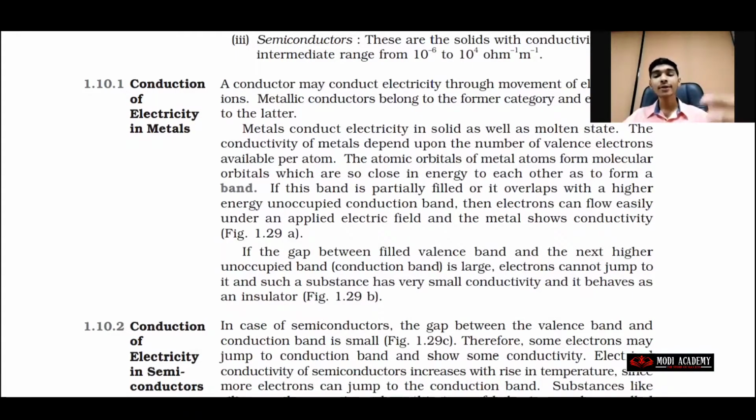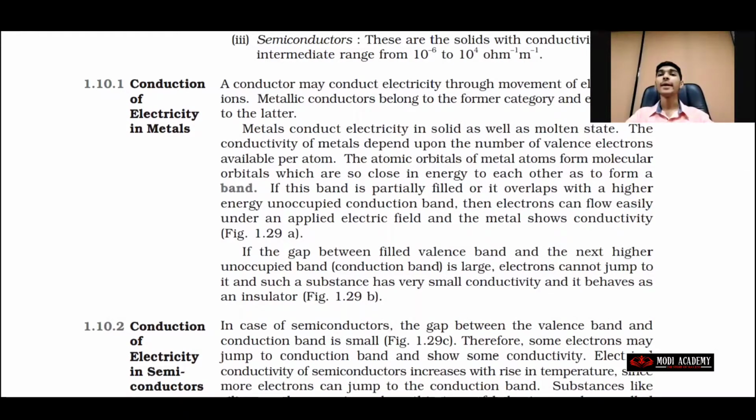So electron का movement होगा तभी तो electric current generate होगा, because we know that the formula for current is total amount of charge per unit time. So charge मेरा 1 coulomb 1 second में pass हो रहा है, then it is known as 1 ampere. When 1 coulomb of charge passes in 1 second in a conductor or a semiconductor, it is called 1 ampere current. So metallic conductors belong to the former category and electrolytes to the latter.